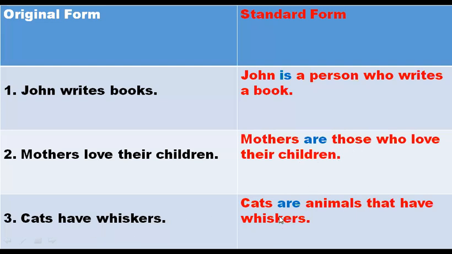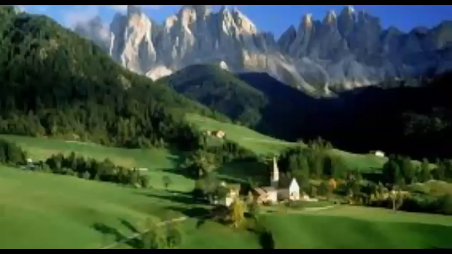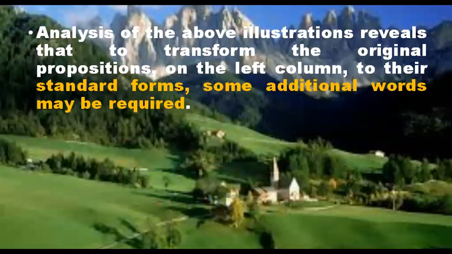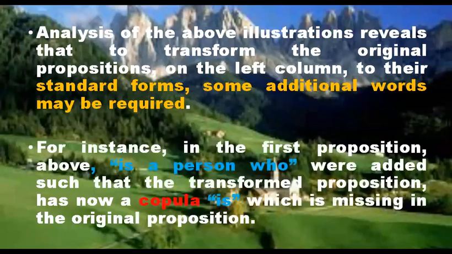Cats have whiskers. Cats are animals that have whiskers. Kung minsan may dinadagdag ka na mga words dito, no? So hindi talaga perfect na transformation ito kasi may dinagdag ka na words. Yan, para lang makuha mo yung standard form. Analysis of the above illustration reveals that to transform the original propositions on the left column to their standard forms, some additional words may be required. Yan. So adding terms. For instance, in the first proposition above, "is a person" were added such that the transformed proposition has now a copula is. Yan, hinahanap natin, kailangan may copula, which is missing in the original position.